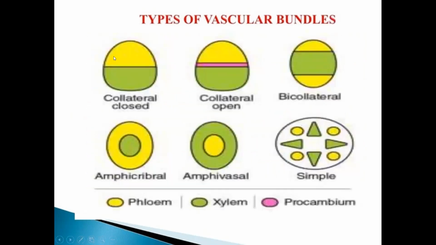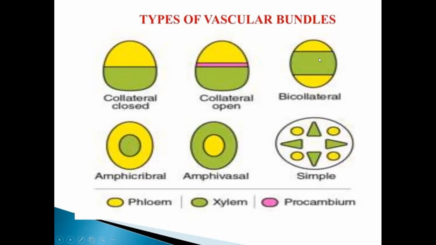So this one is collateral closed. That is, here the cambium is absent. Here xylem and phloem are present on the same radius. Collateral and open means here the cambium, the pink colored one, is present in between the xylem and phloem. Bicollateral means the xylem is surrounded on either side by the phloem, and it is open type. That is, here cambium is present between the xylem and phloem.